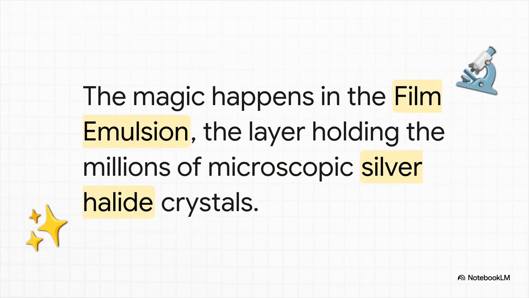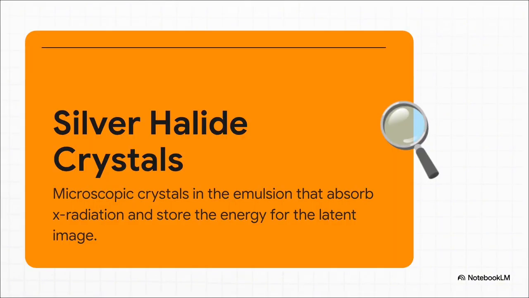Now listen, every layer is important, but the film emulsion, that is where all the action happens. This is the heart and soul of the film. It's the part that's actually sensitive to the X-ray radiation. So what makes this emulsion so special? Well, it's packed with millions of microscopic silver halide crystals.